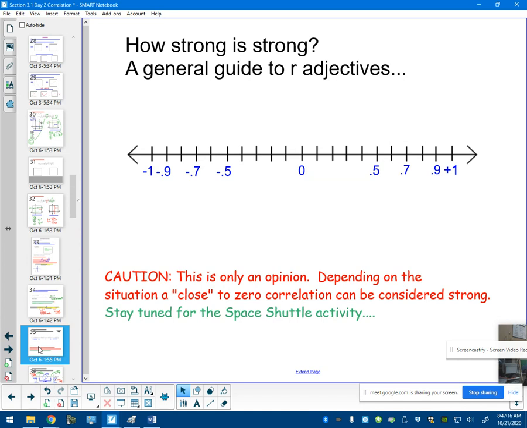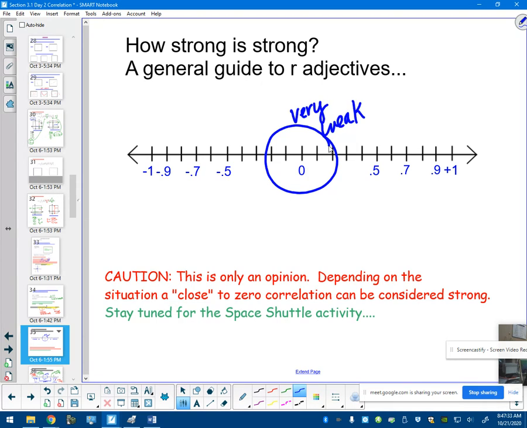Okay. So, let's start with weak. Weak is close to what number? 0. So anything in here I would describe as very weak. In fact, if you are higher than -0.5 but lower than 0.5, this is the weak. That's the weak area.